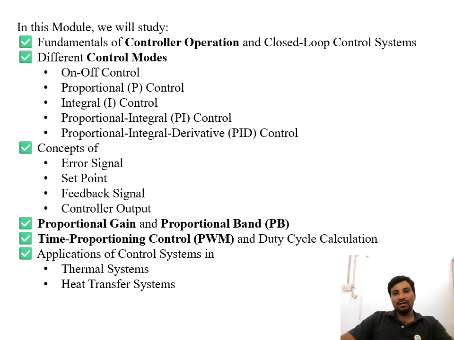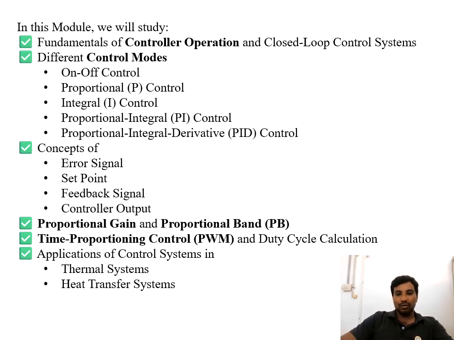And in this module, we are going to learn about the fundamentals of controller operation and closed loop control system, and what the different types of control modes are. There are five different kinds of control modes. We also bring in the concepts of what is meant by error control, how we set the set point, and the purpose of feedback control. Based on the feedback, how the controller takes action and produces its output.